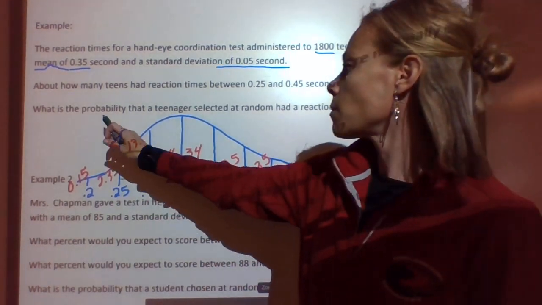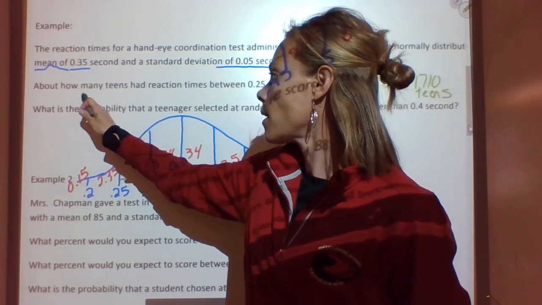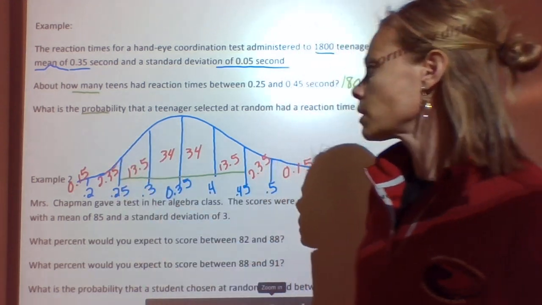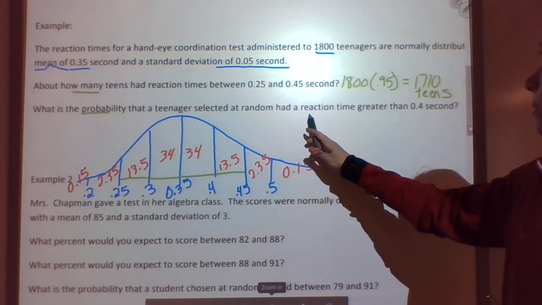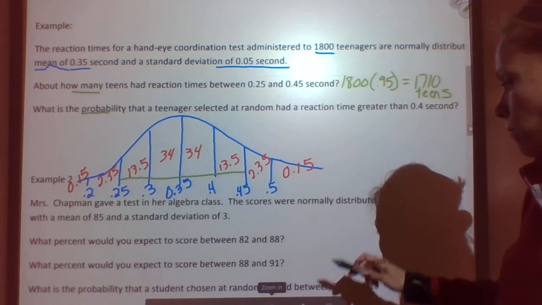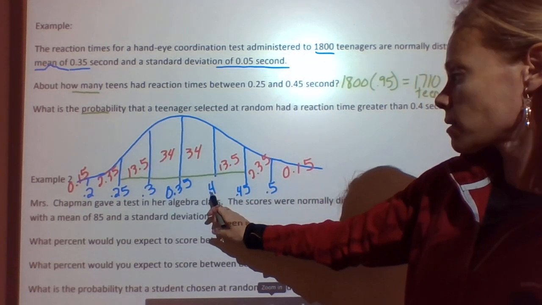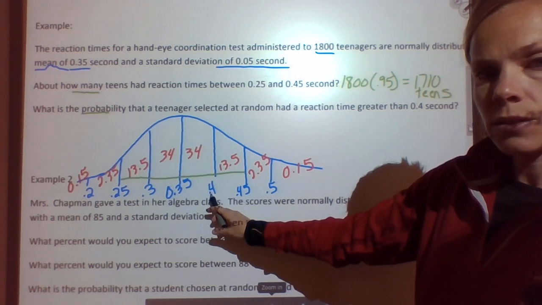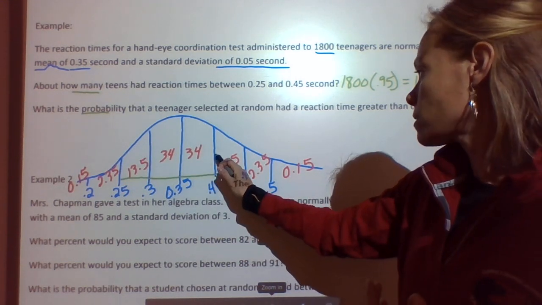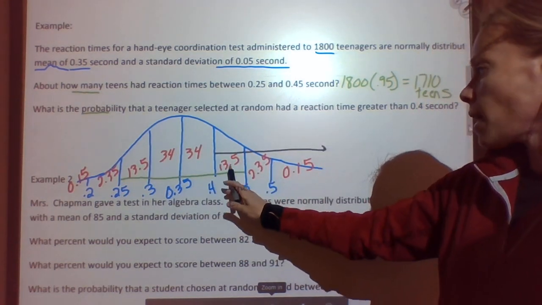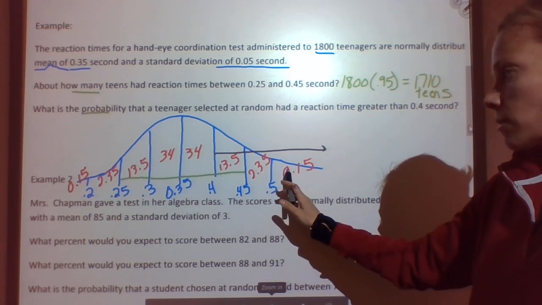Another question, what's the probability? So this is different. The last one was saying how many. This one says what's the probability that a teenager selected at random had a reaction time greater than 0.4 seconds. So if I want greater than 0.4 seconds, I find 0.4 seconds, and greater than means to the right, and that would be add up those 3.